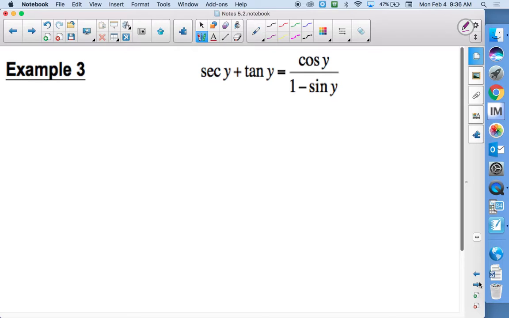Grant? In order for Pythagorean identities to work, do they have to be squared? Yes. So the Pythagorean identity is just like the Pythagorean theorem. The terms have to be squared in order for you to use the Pythagorean identity.